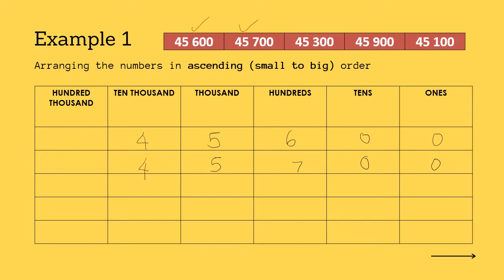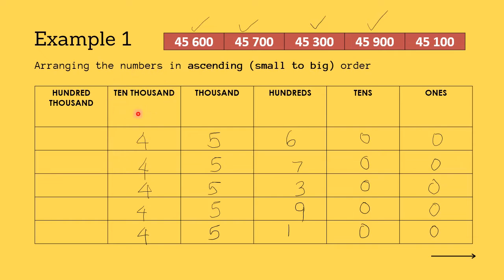That's done. The third number is 0, 0, 3, 5, 4. Done. Next number 0, 0, 9, 5, 4. Just rewriting them in their place value chart from the back. And the last number is 0, 0, 1, 5, 4. That's it.